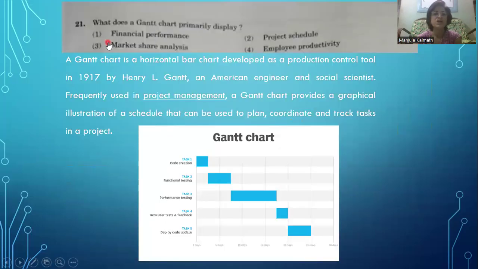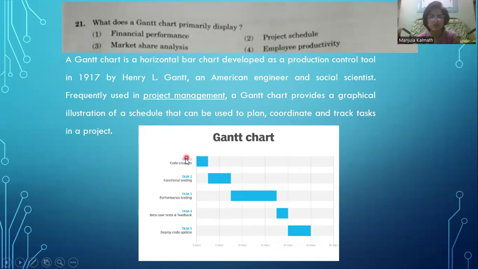The next one, we have: what does a Gantt chart primarily display? A Gantt chart is one of the charts. It will be showing the project schedule. In order to plan the project schedule, the different tasks of the project will be taken, and here we have a schedule, maybe 5 years, 10 years, 20 years. The different schedules will be taken here.